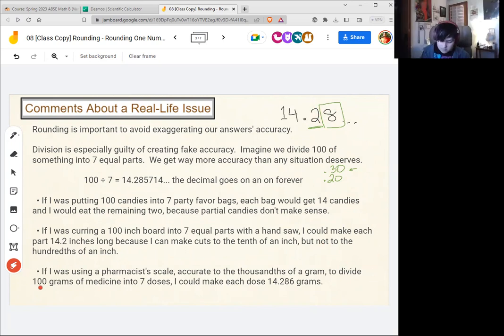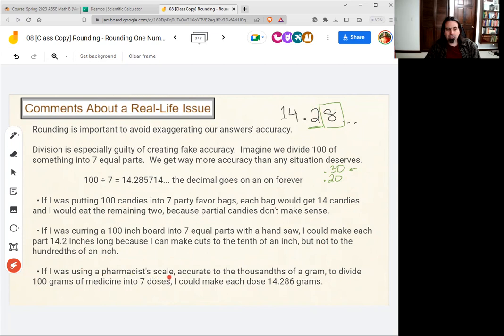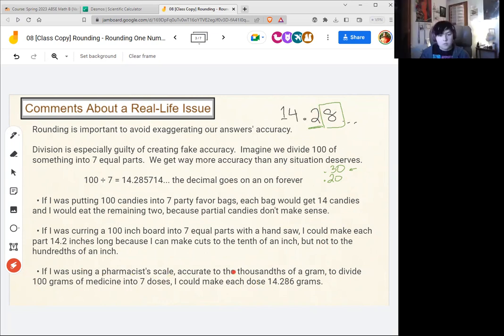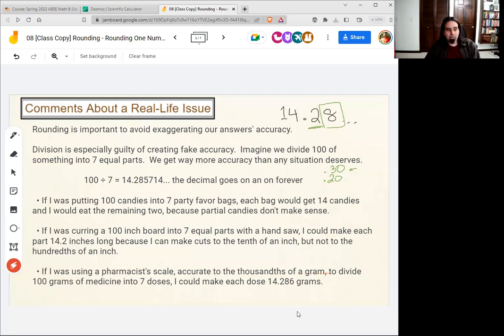As my third story, if I am a pharmacist with a fancy electric scale that's good at measuring to the thousandths of a gram, and I have exactly 100 grams of medicine, and I need to make 7 doses for each day of the week, then I could count tenths, hundredths, thousandths. Where did I get that 6 from? It used to be a 5, but the 7 said go up to the next number because that 7 is 5 or more. So I get 14.286 on my pharmacy scale.